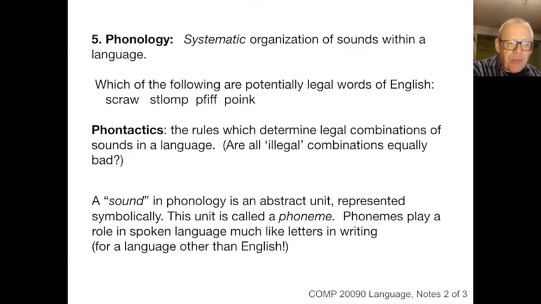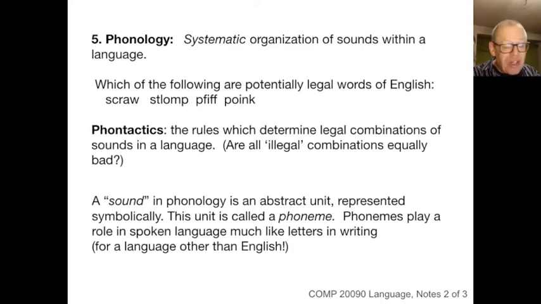phonology starts with the assumption that much like there are rules governing the ordering of words and the combination of morphemes into words, there are rules governing the sequencing of sounds in a given language. So here are, for example, some words which are non-words. These are not words in English. Scraw, stlomp, fifth, and poink. But if you look at them, I encourage you to vote for them. Which of these are potentially good English words? Which of them are not good English words?